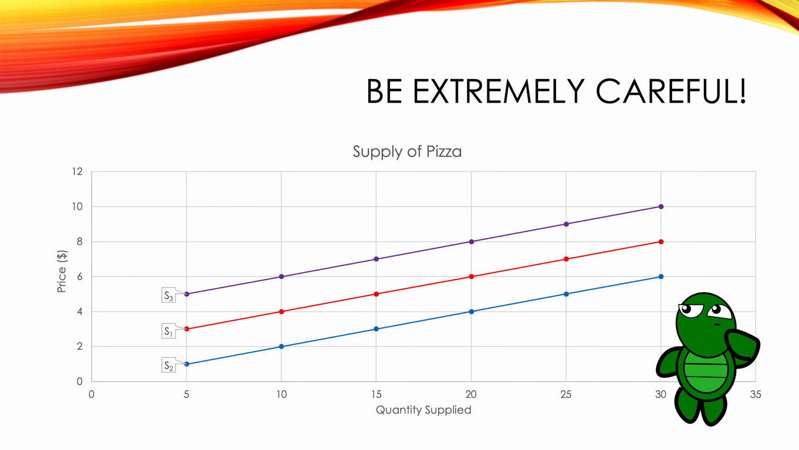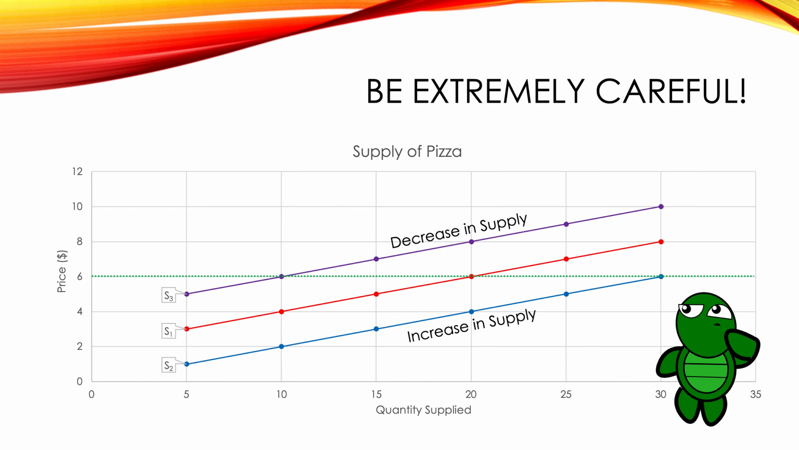All right, so here come the answers. You ready? There you go. S3, the purple one, is a decrease in supply from S1, and S2, the blue one, is an increase in supply from S1. Hopefully you got that right, but if you didn't, let's take a look at why. The easiest way to go about this is to pick one price and make some comparisons. So I'm going to pick a price of 6. Look at that green dotted line that just came up.